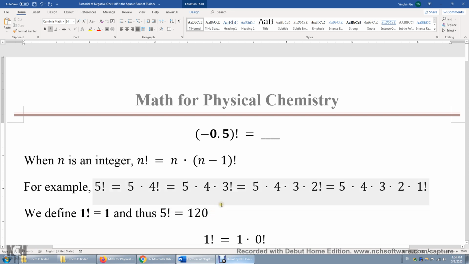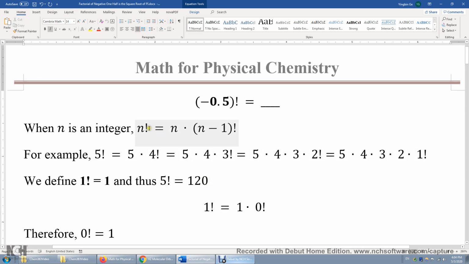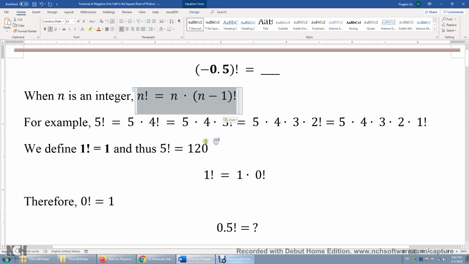What about 0 factorial? Because of this equation, we have 1 factorial equals 1 times 0 factorial. Therefore, 0 factorial is 1.